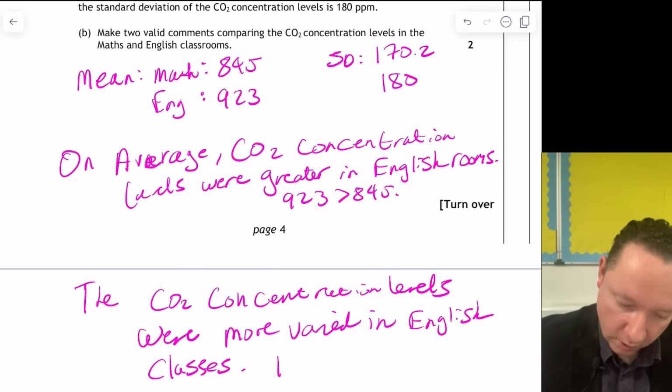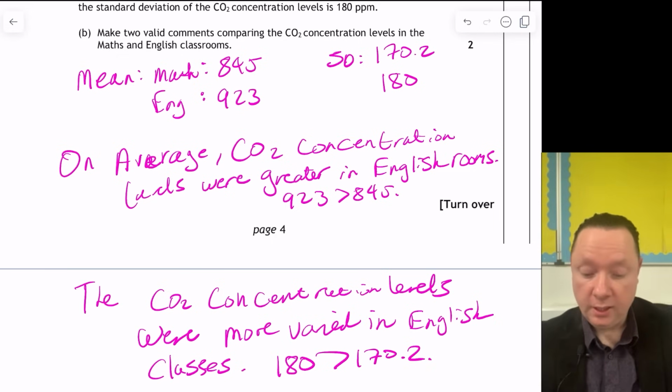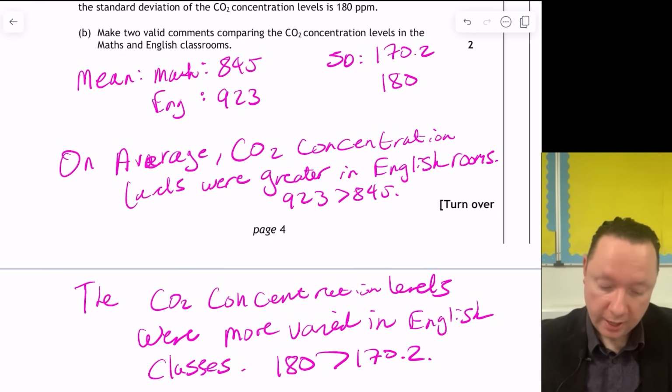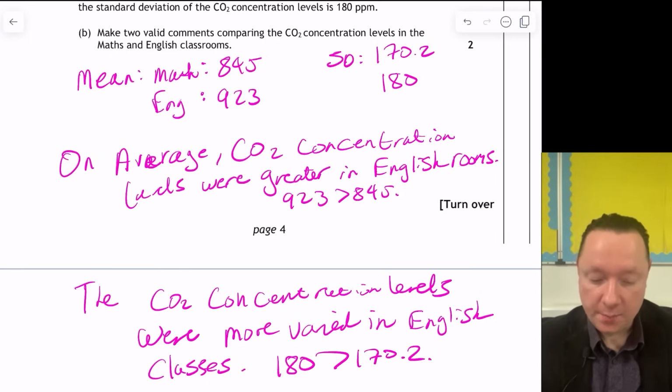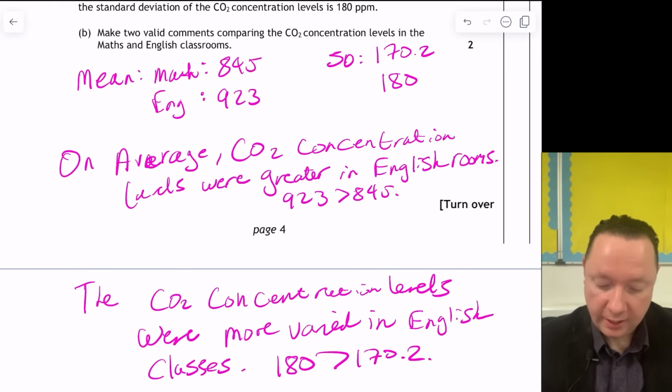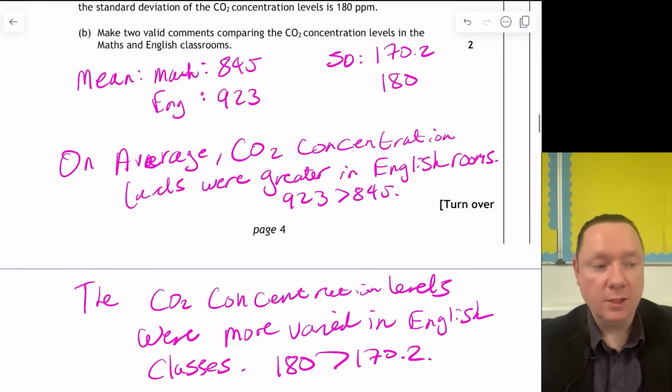And that's because 180 is bigger than 170.2. Alternatively, you can say CO2 concentration levels were more consistent in maths classrooms because 170 is less than 180. More consistent means you pick a smaller number.